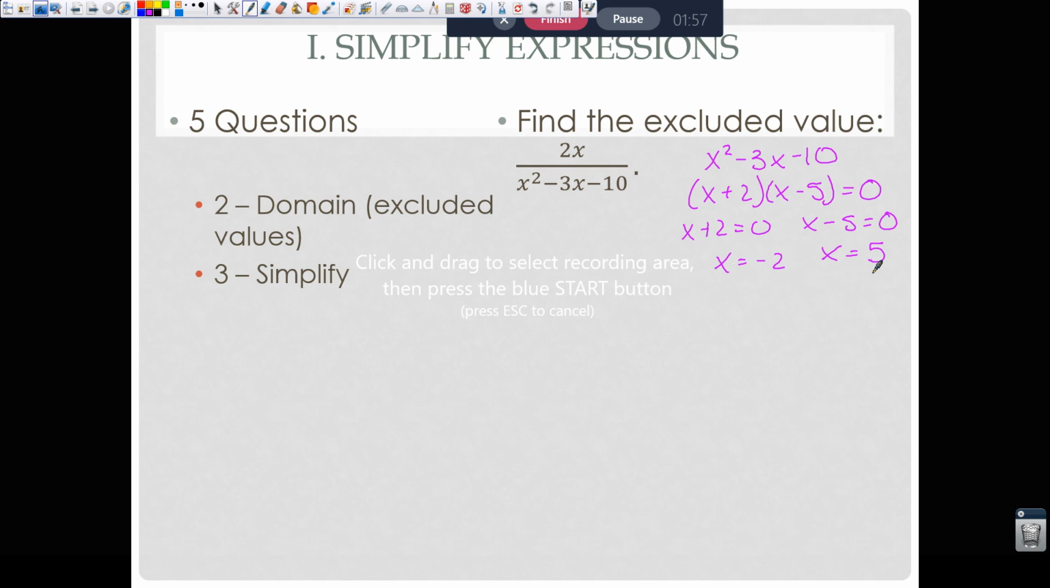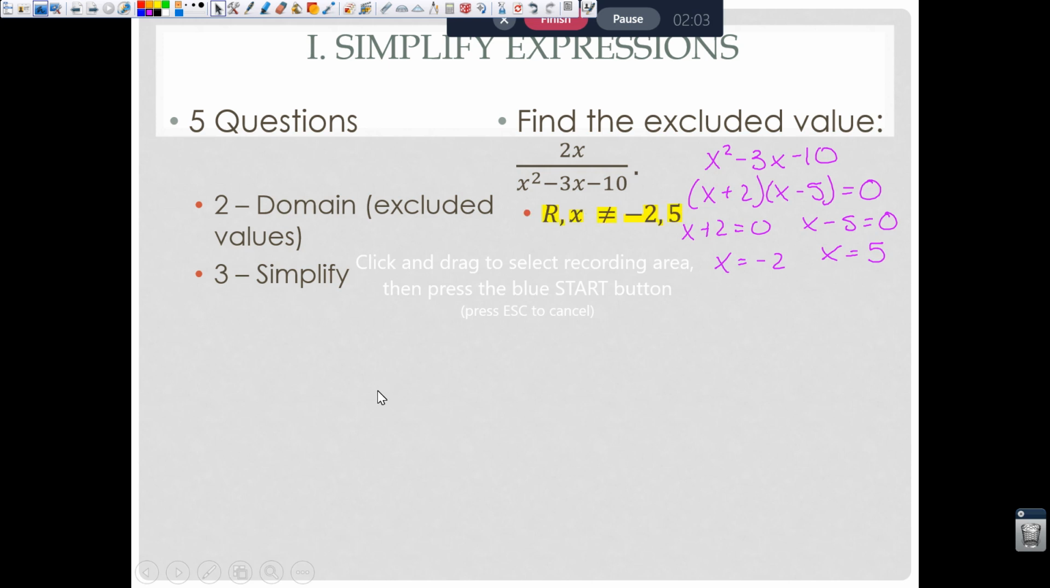So this means that my excluded values, or my domain, is all real numbers except for x cannot equal negative 2 and 5. Because if you were to place this into this equation, your denominator would equal 0, and that would not work.